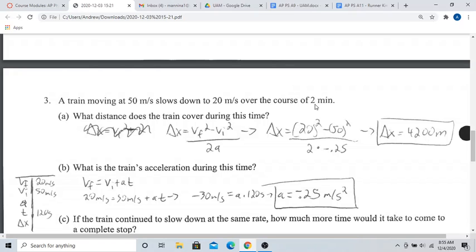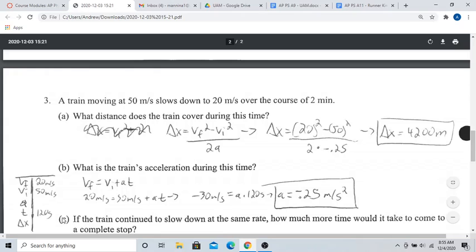It says 2 minutes. But if you left it as 2 minutes, you're going to get an answer that's incorrect because you need to actually turn it into seconds. The 2 minutes is 120 seconds. So once you do that, you pick the equation that has all these things in it. It's got VF, it's got VI, it's got T, it's got delta X.